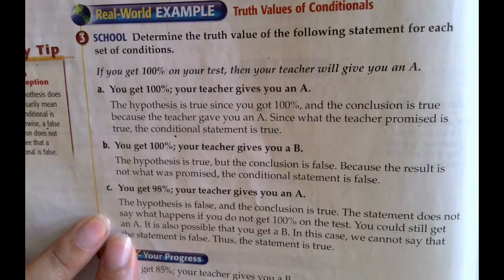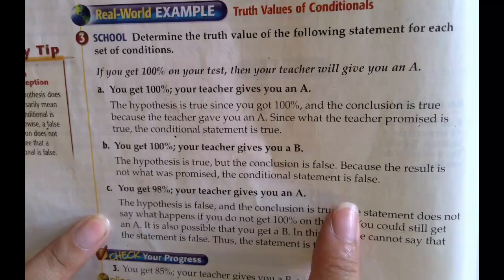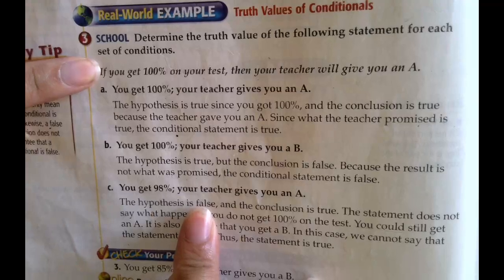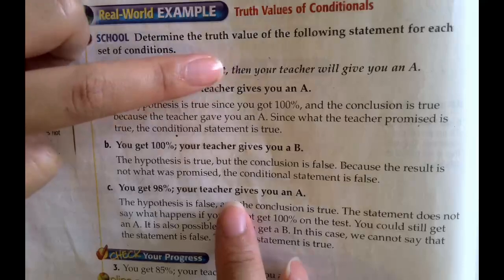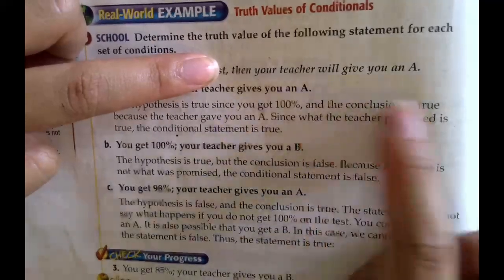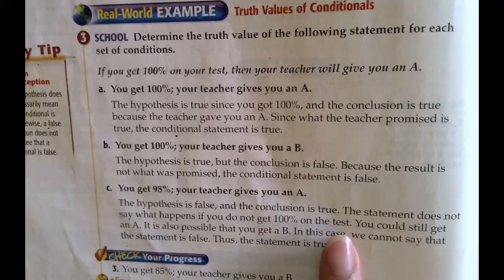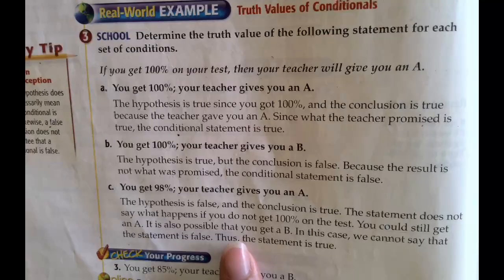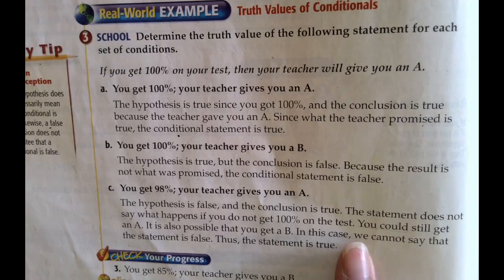C is here. You get 98%. Your teacher gives you an A. The hypothesis is false because you didn't get the 100%. You got a 98%. However, the conclusion is true, right? Because the conclusion matches. Your teacher gives you an A. The statement doesn't say what happens if you don't get 100% on the test. You could still get an A, but it's also possible that you get a B. And so in this case, we can't really say that the statement is false. And so the statement ends up being true.